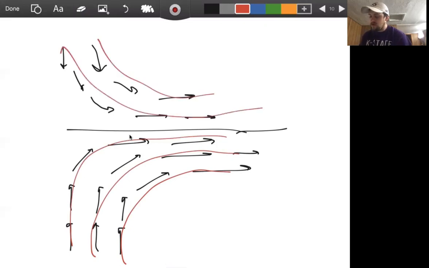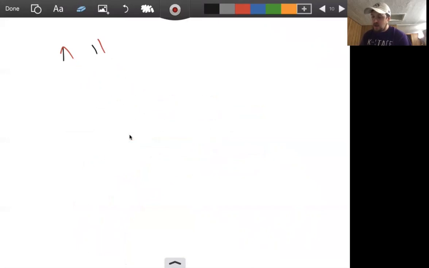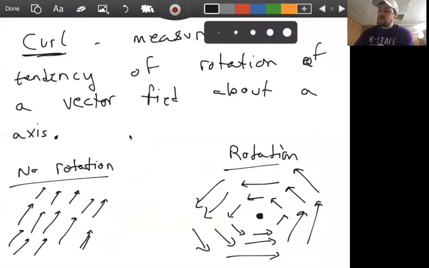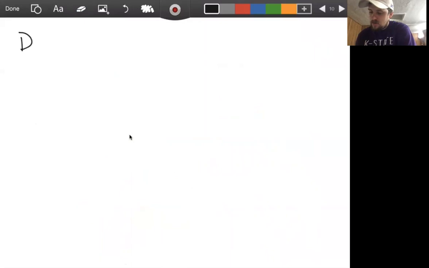And so you can look at the curl at certain points, meaning here there's a lot more rotation going on, whereas down the road here it's quite linear. There's not much rotation going on. And so the curl can vary, right? It's not a constant for every vector field. And so intuitively, this is what the curl's doing: it's measuring the tendency of rotation about an axis. And let's see the definition now.